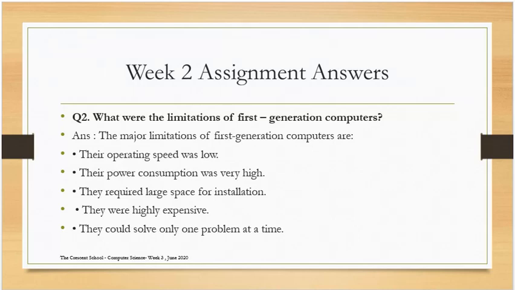Question number 2. What were the limitations of first generation computers? The major limitations of first generation computers are their operating speed was quite slow, their power consumption was very high, they required large space for installation, they were highly expensive, they could solve only one problem at a time.